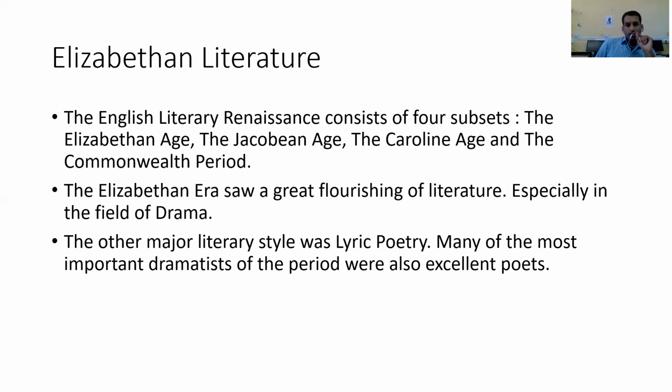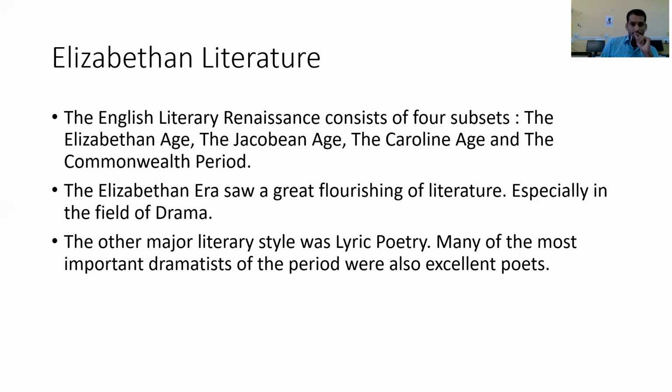The Elizabethan era saw a great flourishing of literature, especially in the field of drama. The other major literary style was lyric poetry. Many of the most important dramatists of the period were also excellent poets. We can say that Ben Jonson, William Shakespeare, then John Donne also are very excellent poets. So poetry is also another genre in the Elizabethan age. Lyric poetry and sonnets were dominant in Elizabethan literature.